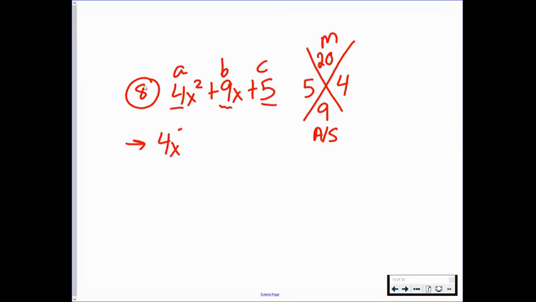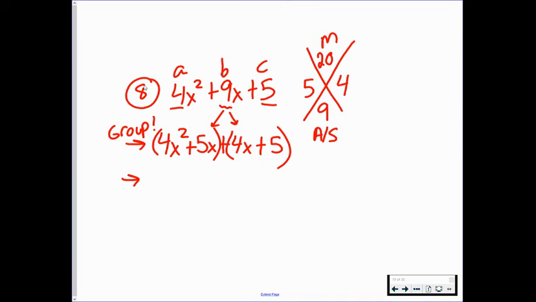So here's the 4x squared term. 9x we're going to split apart into 5x and 4x, and those were both positive. And then the plus 5 goes at the end. So again, all I did there is break up that 9x. Because there are 4 terms, we're going to factor this by grouping.